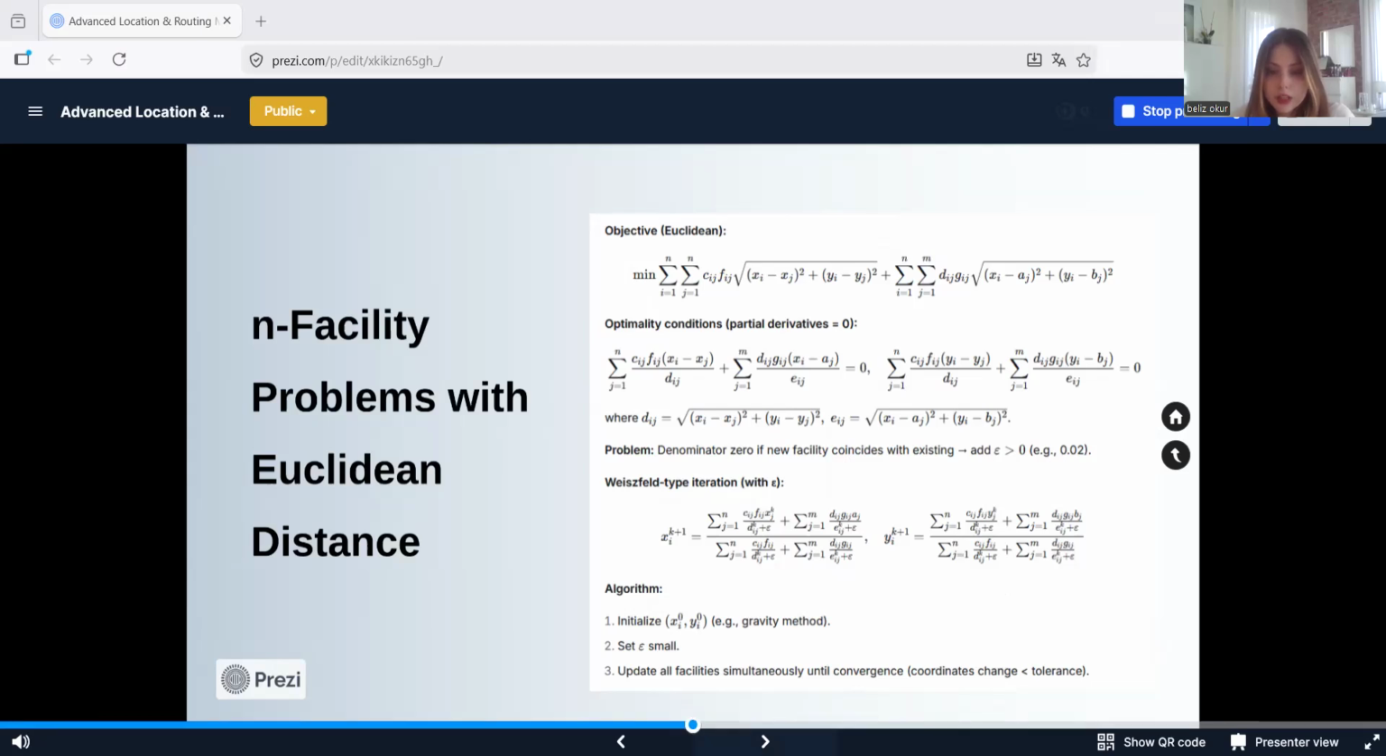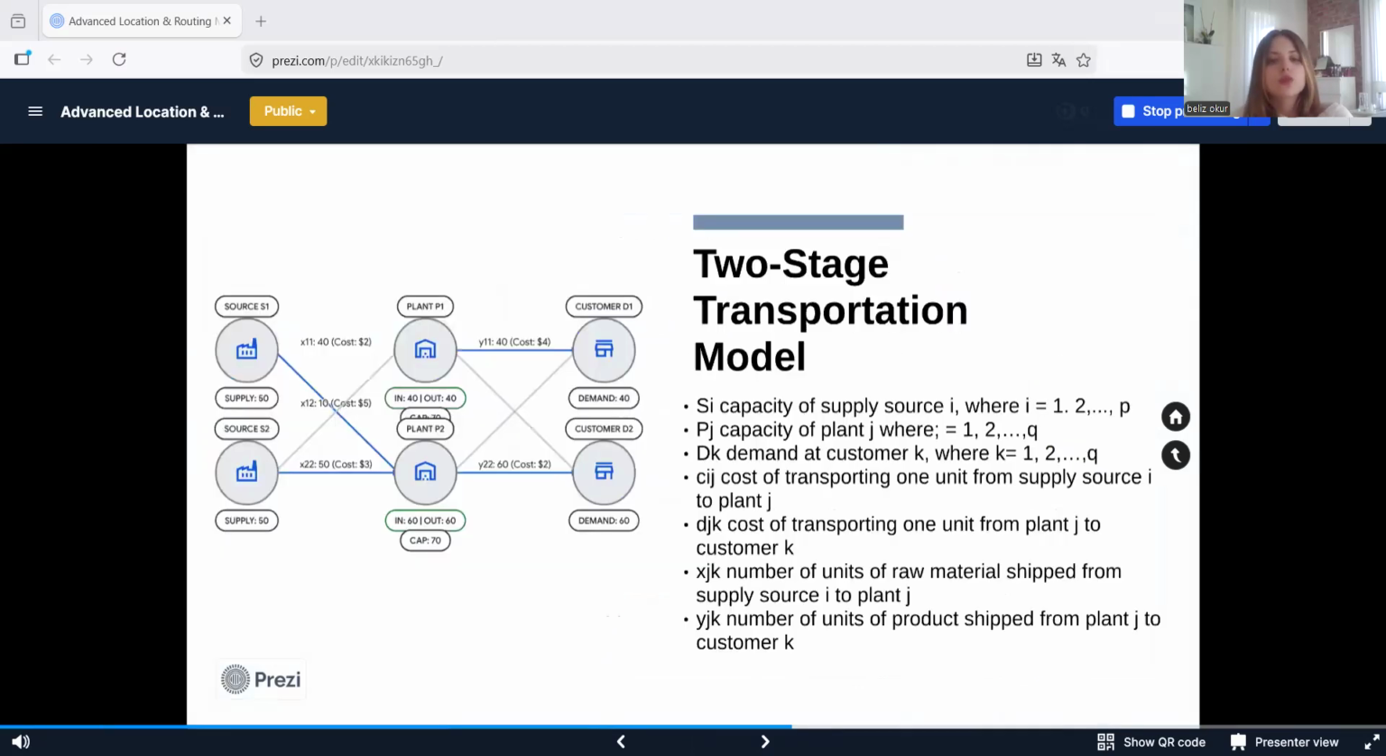Finally, let's look at the allocation models. This is a two-stage transportation model. Look at this diagram. It's a real supply chain. We have our sources, like factories making products. We have our plants, like warehouses storing the product. And lastly, our customers who want the product.